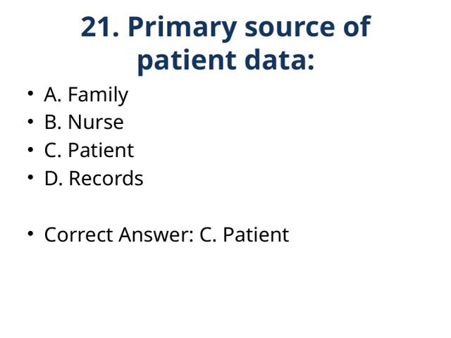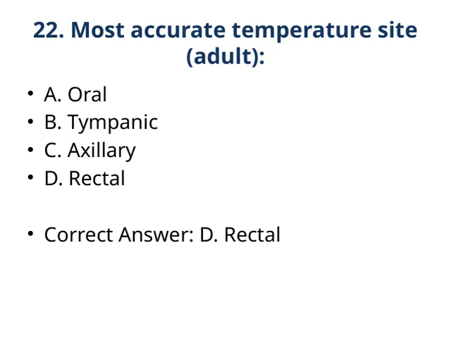in this context. When it comes to measuring temperature in adults, there are several sites we can choose from. The oral method, which is quite common, involves placing the thermometer under the tongue. Then there's the tympanic or ear method, which uses an ear thermometer to get a quick reading. Axillary or underarm is another option, often used for its simplicity, but it can be less accurate. And finally, we have the rectal site, which involves inserting the thermometer into the rectum.